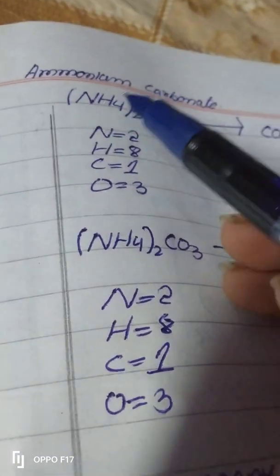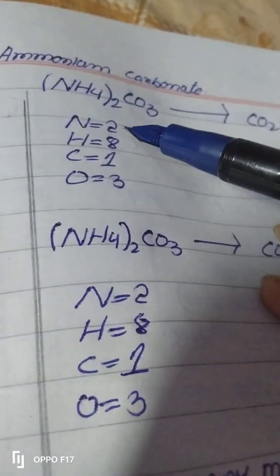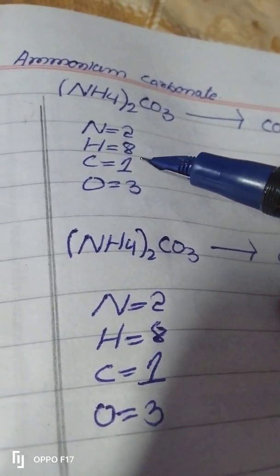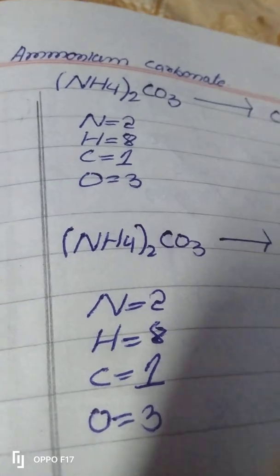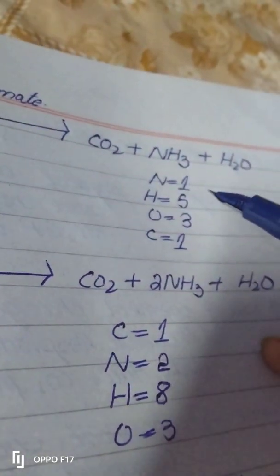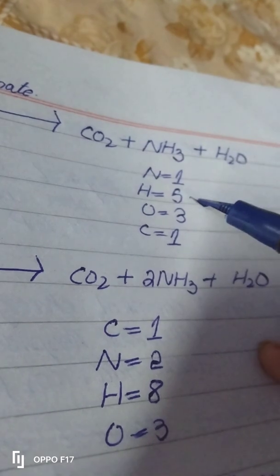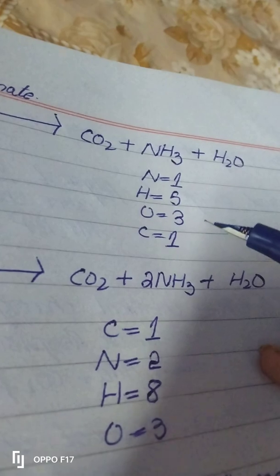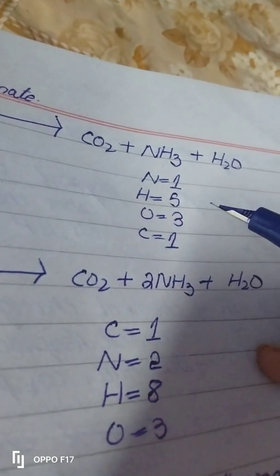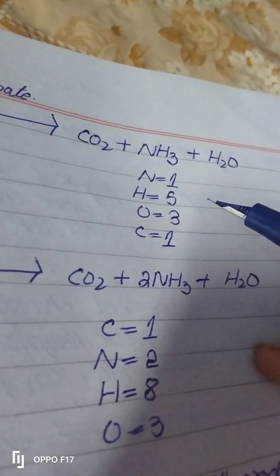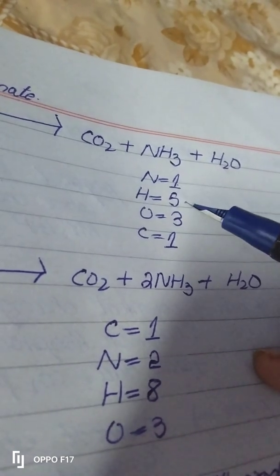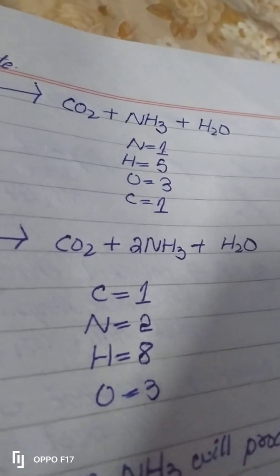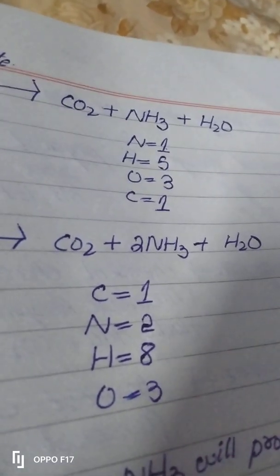Over here on the left hand side you can see we have 2 nitrogen atoms, 8 hydrogen atoms, 1 carbon atom and 3 oxygen atoms. And over here we have 1 nitrogen atom, 5 hydrogen atoms, 3 oxygen atoms and 1 carbon atom. So the imbalance is in the atoms of nitrogen and hydrogen. So we have to balance nitrogen and hydrogen on both sides of the equation. Left hand side must be equal to the right hand side.